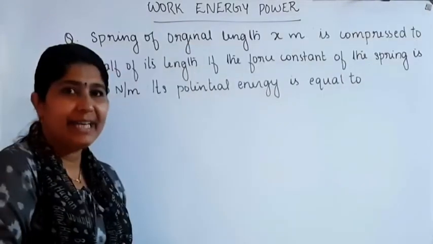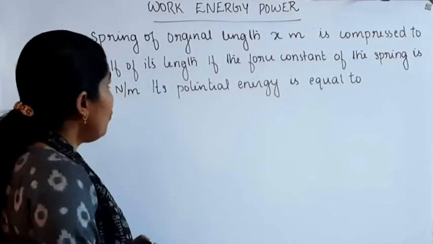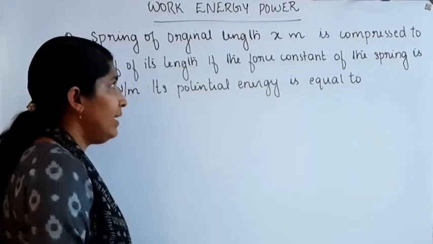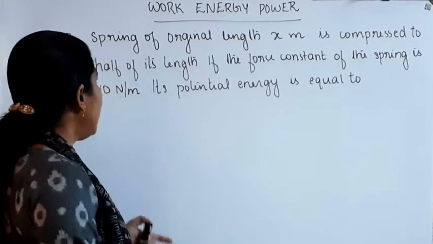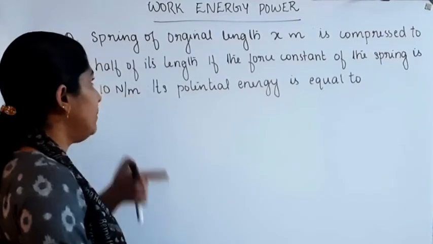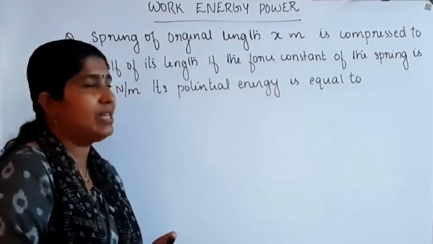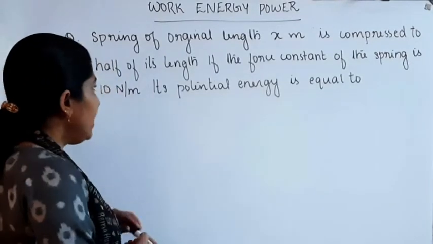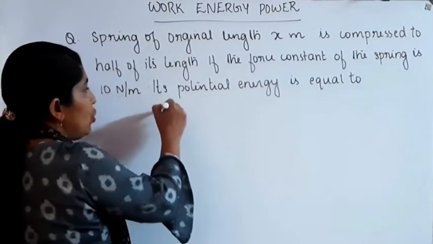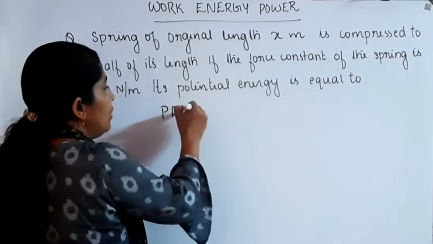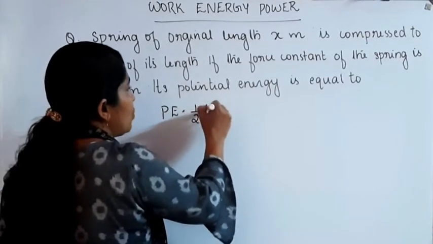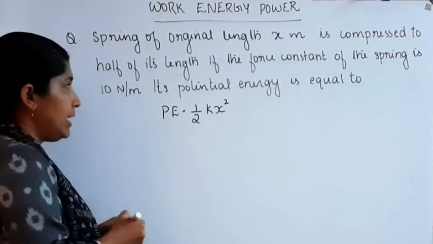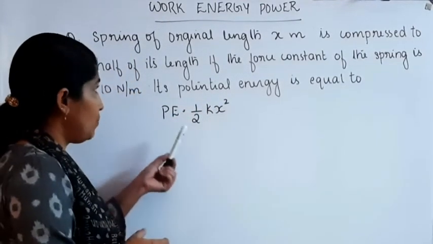Next question. A spring of original length x meter is compressed to half of its length. If the force constant of the spring is 10 newton per meter, its potential energy is equal to? We want to find out the potential energy. We know the equation for the potential energy stored in the spring: potential energy is equal to half k x square.